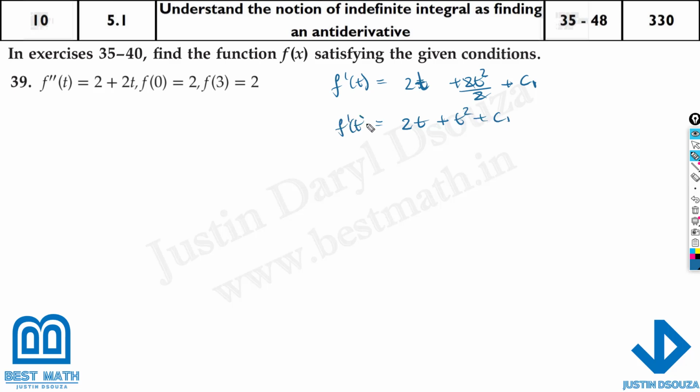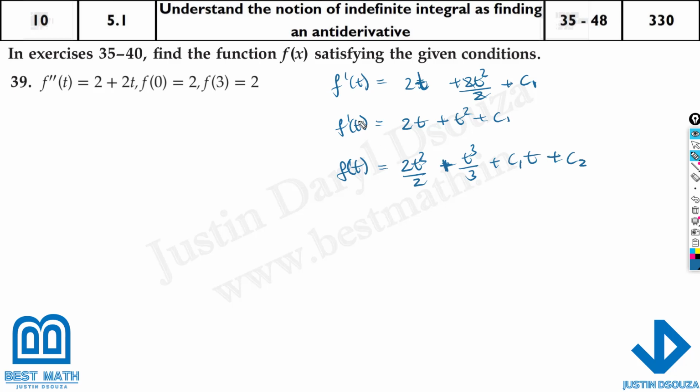That is f prime of t, but I don't know the constant of integration. Let me integrate it again. F of t now. Here it's going to be 2t power 2 by 2, that is t power 3 by 3, sorry, it's not equal to, it's plus c1 times t. Now this c1 can be anything, it can be 2 or 1 or 5, or it can be 0 as well, but we do not know. So imagine if it was say 3, it would be 3 times t, right. So that's why I'm just going to write c1 times t plus now the second constant of integration.